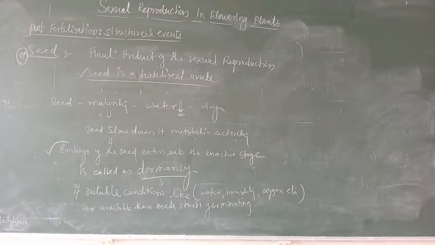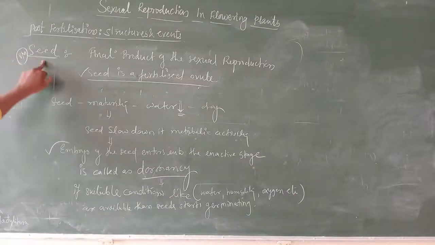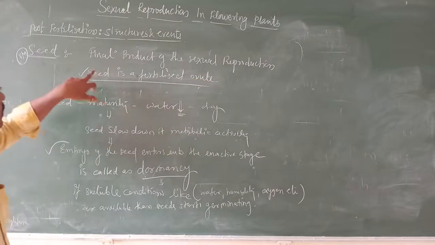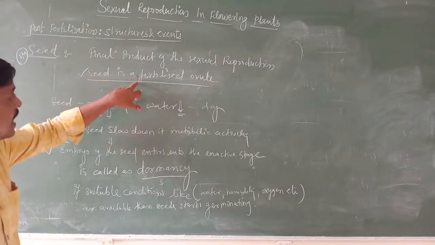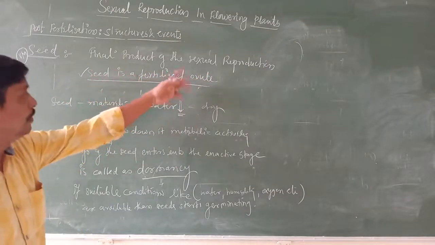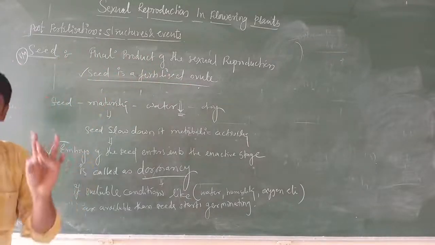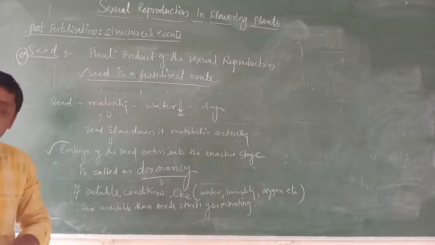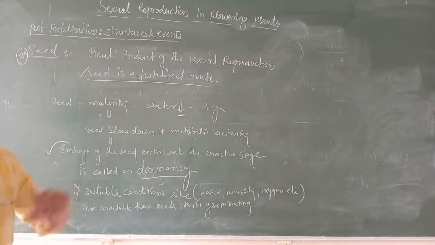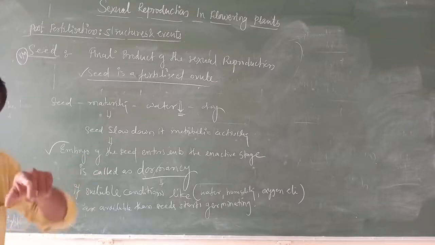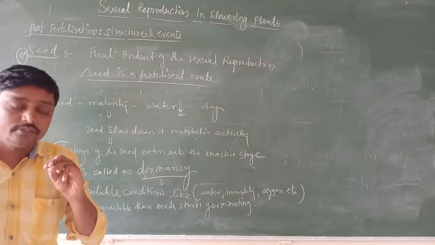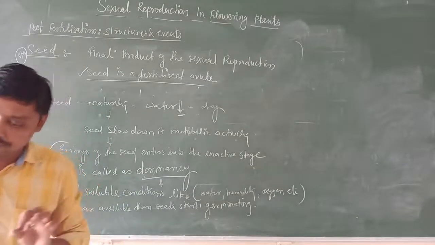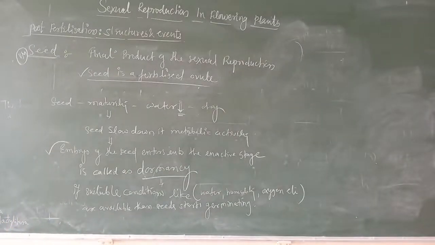So what else are we studying in a seed? First I told you the seed is the final product of sexual reproduction. Then the seed is also described as a fertilized ovule. Then I told you the seed coat, embryo axis, and cotyledons are the parts of a seed. There are two types of seeds, albuminous and non-albuminous, and in some seeds there is a persistent remnant of nucellus. They are going to call it perisperm.